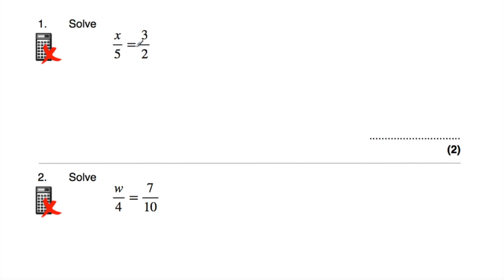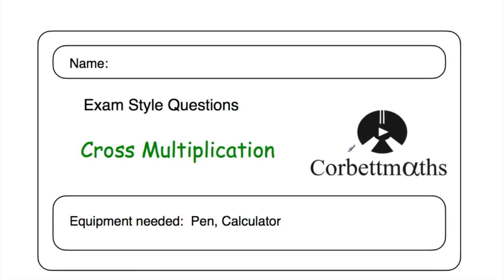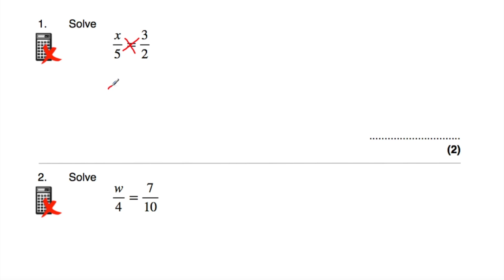Now, if I want to use cross multiplication, remember the technique is you take the numerator and multiply it by the other denominator. So we'll take this numerator and times it by this denominator, and we'll put that equal to what we get when we take the other numerator and multiply by the other denominator. So in other words, x times 2, which is 2x, will be equal to 3 times 5, and 3 times 5 is equal to 15.